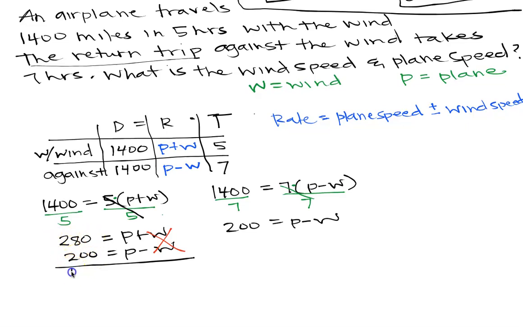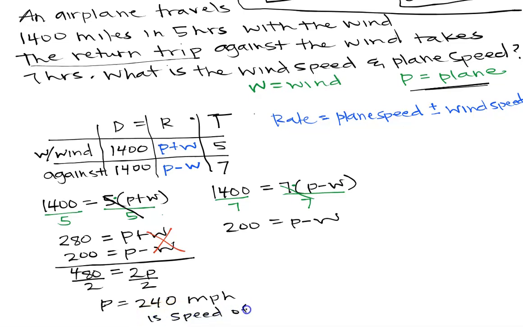So 280 plus 200 is 480, and then P plus P is 2P. Let's divide by 2. So P equals 480 divided by 2, which is 240. 240 what? Miles per hour, right? We're talking about the speed of the plane. So 240 miles an hour is the speed of the plane. Okay, now how am I going to find the wind speed?